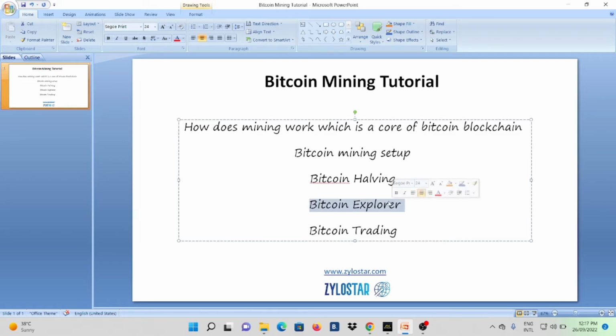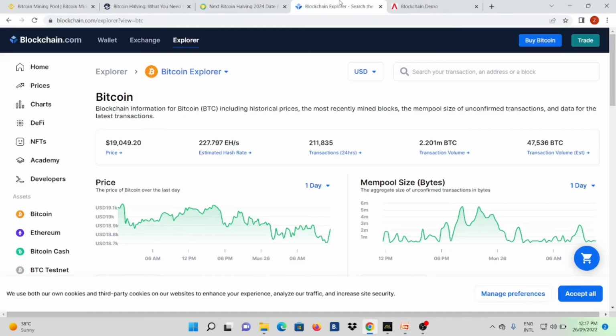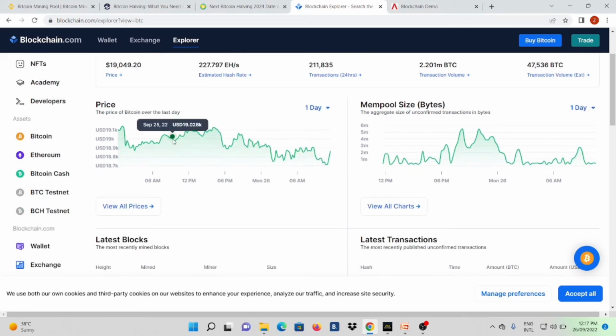So, talking about Bitcoin Explorer. Bitcoin Explorer is a way to check how these transactions are happening. Let me just show you how Bitcoin Explorer works. As I told you, in one block there can be thousands of transactions. So let me show you how a real block looks.